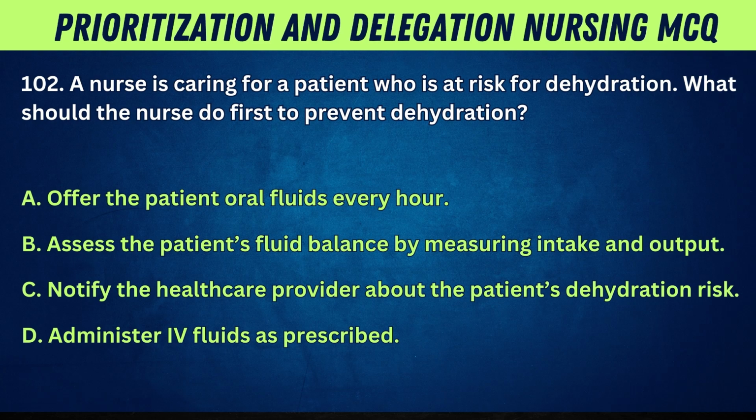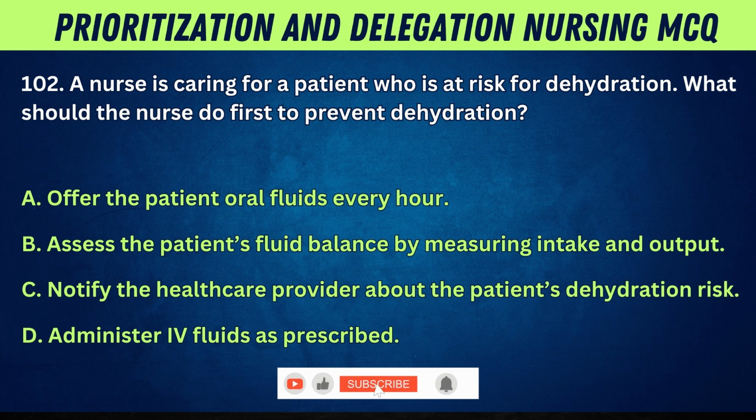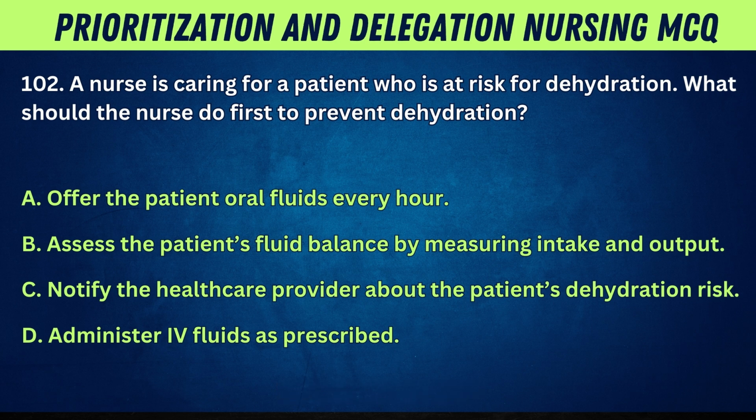102. A nurse is caring for a patient who is at risk for dehydration. What should the nurse do first to prevent dehydration? A. Offer the patient oral fluids every hour. B. Assess the patient's fluid balance by measuring intake and output. C. Notify the healthcare provider about the patient's dehydration risk. D. Administer IV fluids as prescribed.